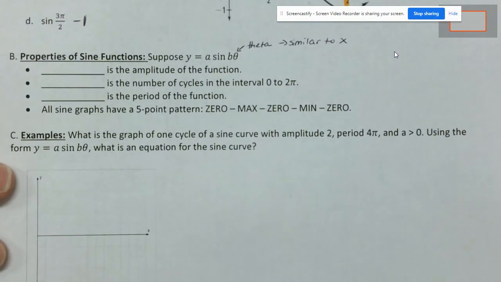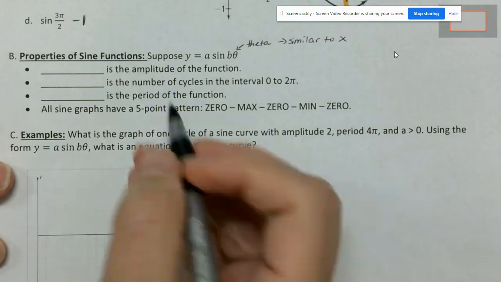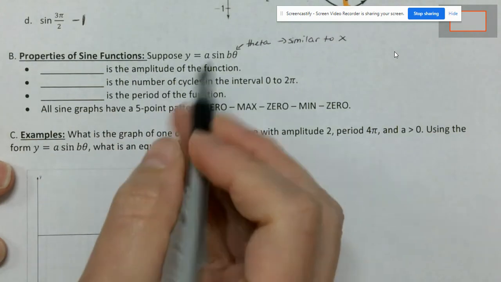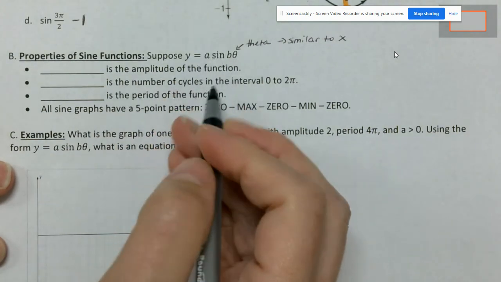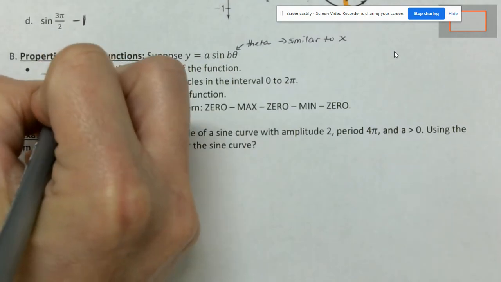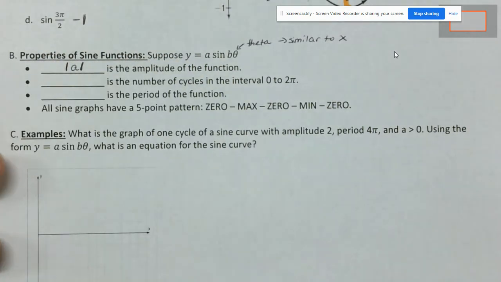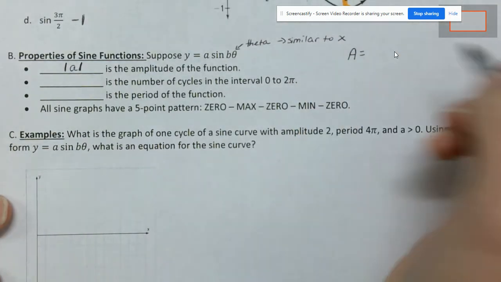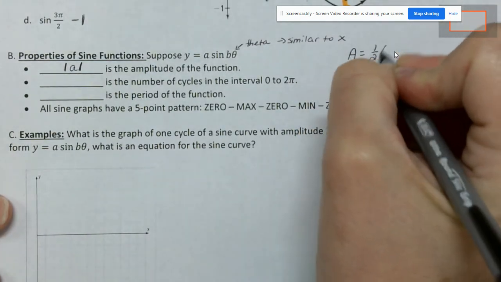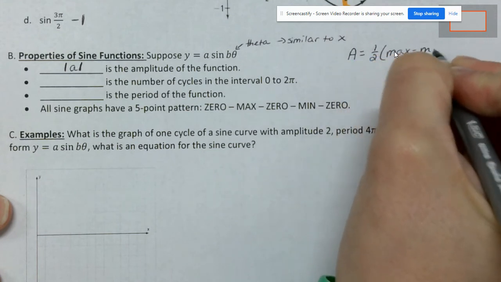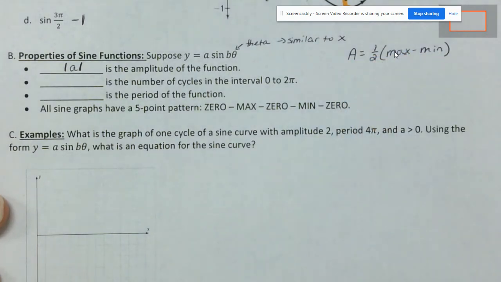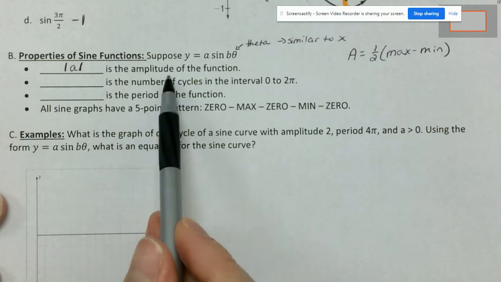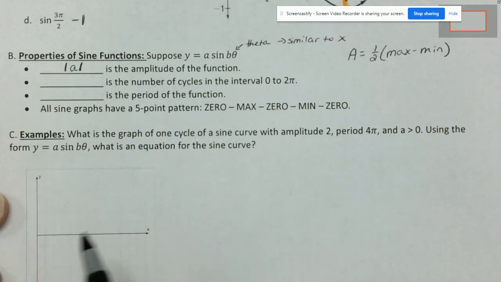All right, so the first thing you need to know is the amplitude of the function if you have a graph that looks like this. The amplitude of your function is the absolute value of a. Now remember that amplitude, we got this definition yesterday. Amplitude is 1/2 of the maximum value minus the minimum value, okay? So in other words, that amplitude is going to tell you how high and how low this thing goes, okay? So the absolute value of a is the amplitude of the function.